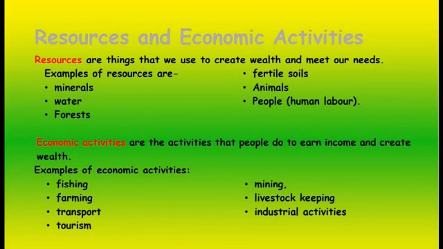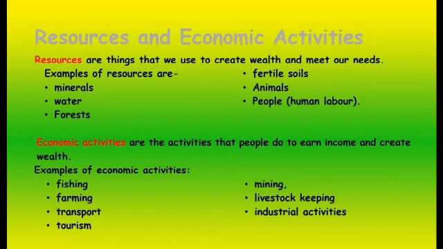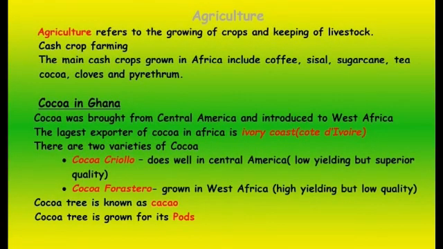Class, today we are looking at resources and economic activity. We have looked at what resources and human activities are. We've given examples of all of this. We've looked at agriculture, defined what agriculture is. We've said agriculture refers to growing of crops and keeping of livestock. We have said at this level we are specifically looking at cocoa, cloves, and pyrethrum.